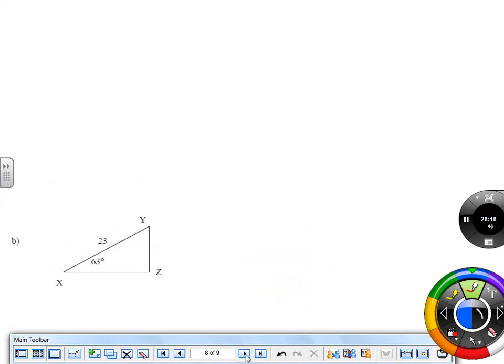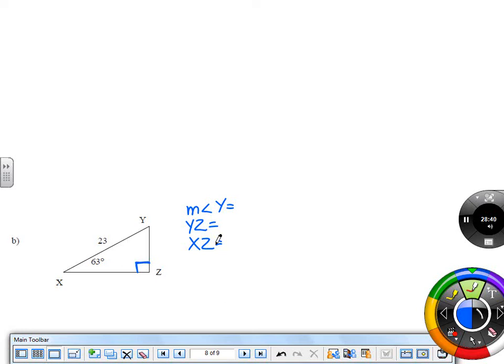All right. In this triangle, Z is supposed to be 90 degrees. Sorry. Okay, so we are supposed to solve this triangle as well, but this time we have three things missing. We need to find the measurement of angle Y. We need to find side YZ, and we need to find side XZ.